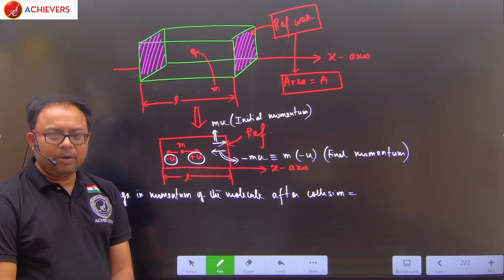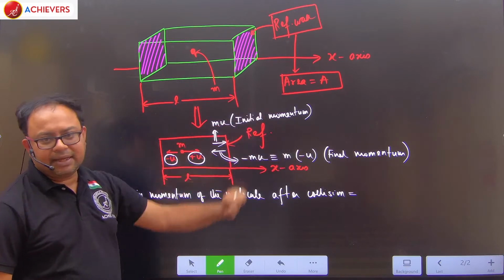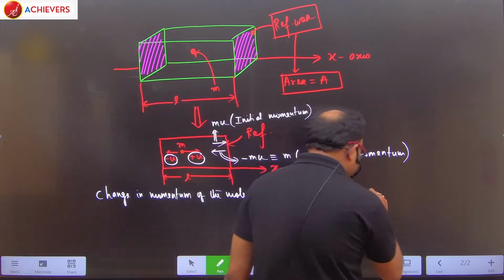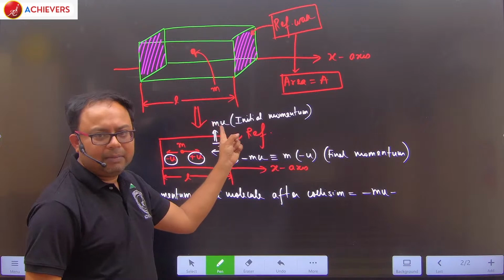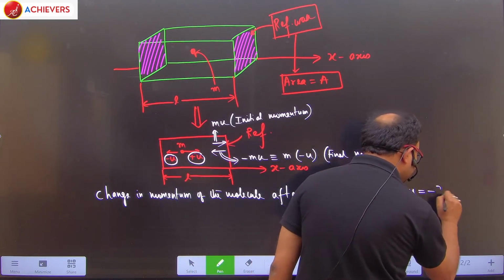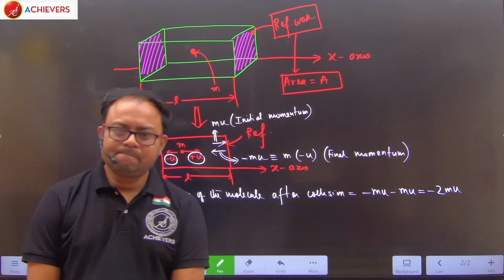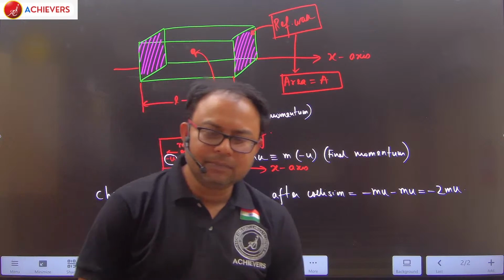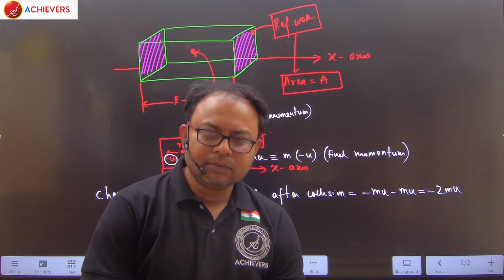What is the change in momentum of the molecule after collision? The final momentum minus the initial momentum. The final momentum is minus mu, minus the initial momentum is mu. So it becomes minus 2 mu. As simple as that.